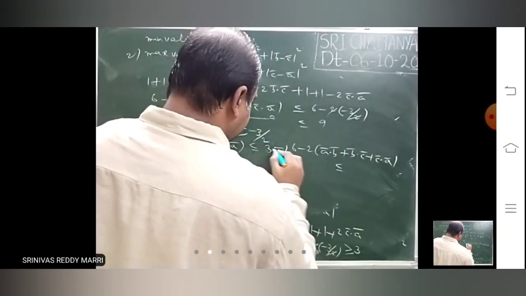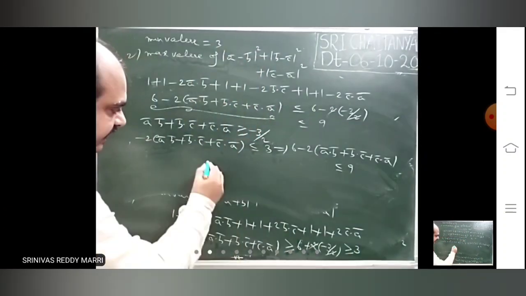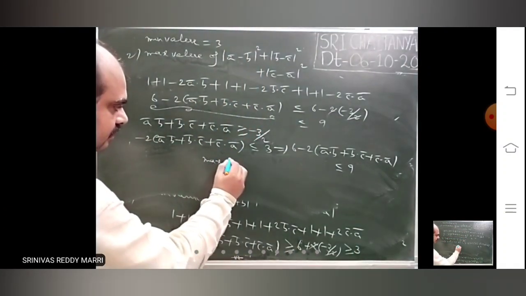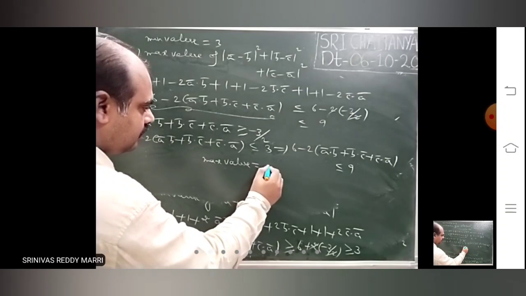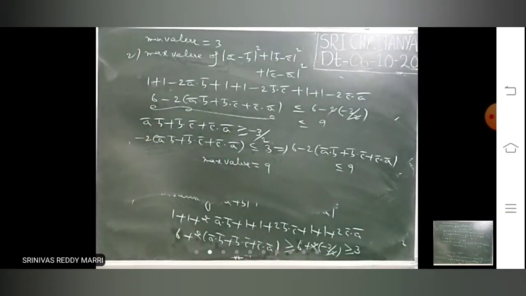Less than or equal to 6 plus 3 means what? 9. Therefore, maximum value equal to 9.